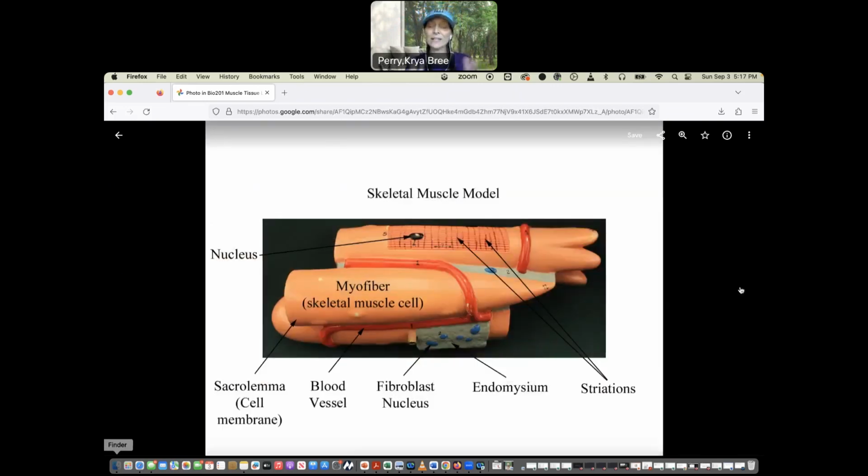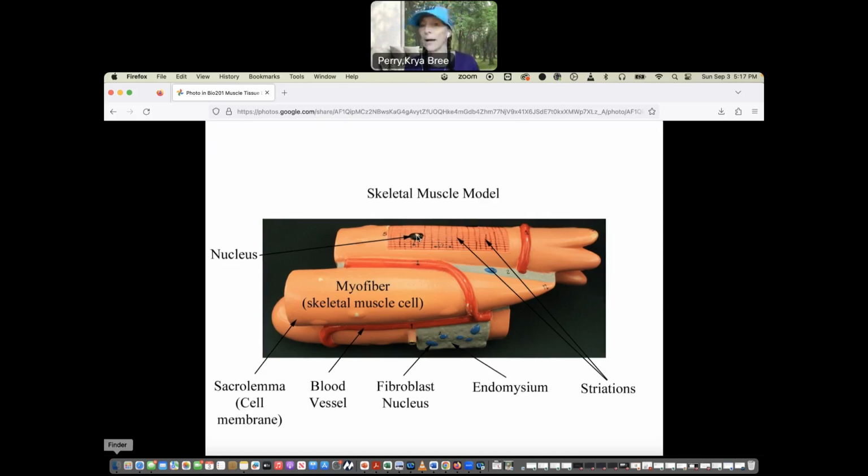And now the skeletal muscle model. Okay, so again, you're going to ask yourself, is it striated? Oh, yep, it's striated. So now, is it skeletal or cardiac, right? Are there intercalated discs? No, no intercalated discs. Does it have peripheral nuclei? It sure does. Okay. So then you automatically know it is a skeletal muscle cell, or skeletal myofiber.